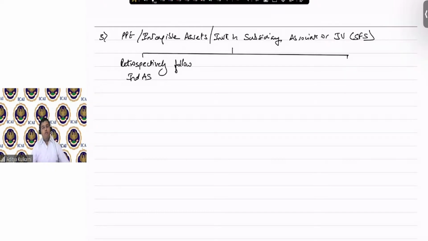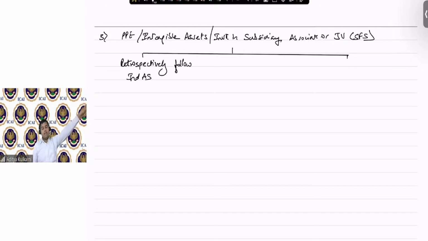That means from the date they were acquired, you will have to assume as if Ind AS was applicable from that date and do the calculation. Matlab componentization also will come. Your regular capitalization of the cost also will come. Any major overhaul that you have to do every 5 years or 10 years in respect of equipment, which we normally capitalize, that will also come. Provision for decommissioning, restoration of liabilities which need to be capitalized in line with Ind AS 16, read with Ind AS 37. That also needs to be done retrospectively.